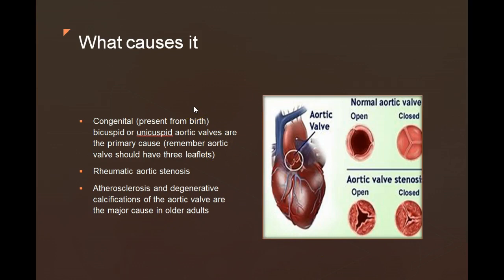So with the causes, it's congenital, present from birth. You could have bicuspid or unicuspid aortic valves as the primary cause. And you remember the aortic valve is the one that has 3 leaflets, where the other ones have 2. You could have rheumatic aortic stenosis.